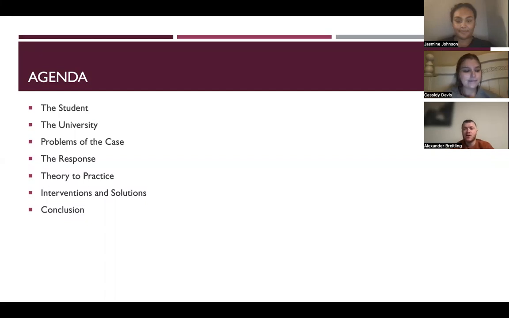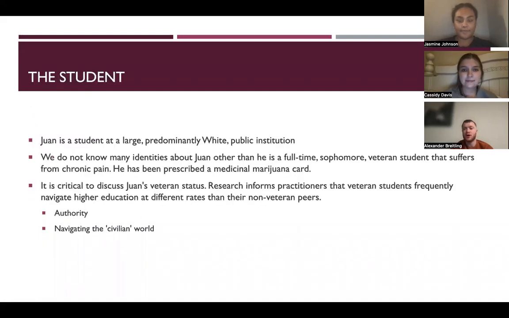Then we'll look at some of our own research and what we thought would be appropriate as we addressed the issues outlined in the case through a theory to practice slide. And then we'll look at the interventions and solutions that we propose in order to address this issue at State University and help the community grow forward and heal. And lastly, we'll wrap it up with a conclusion and provide some context of how we came to our approach. So first, let's look at Juan as a student at State University.